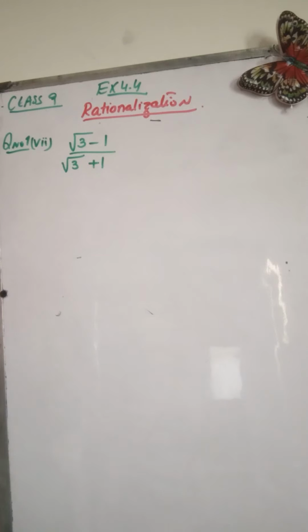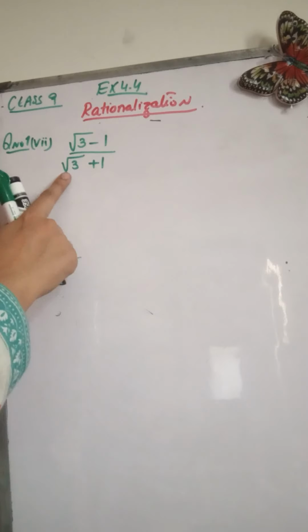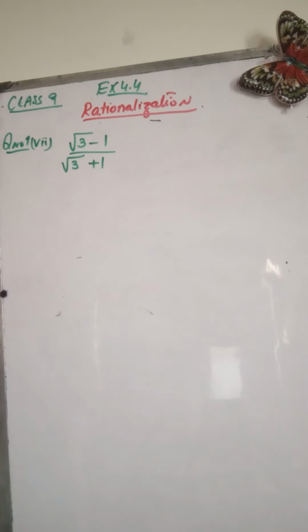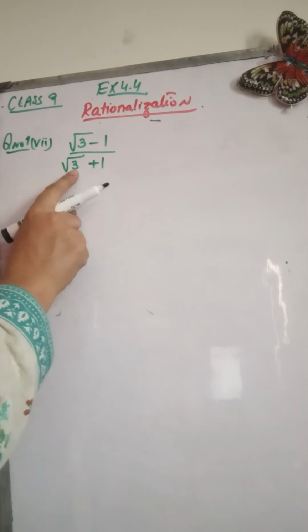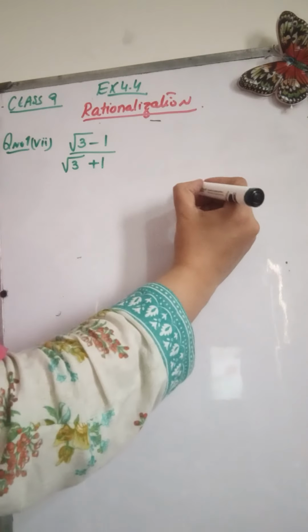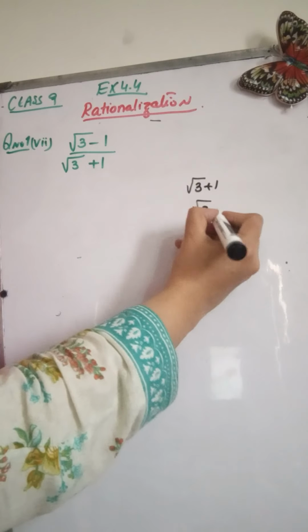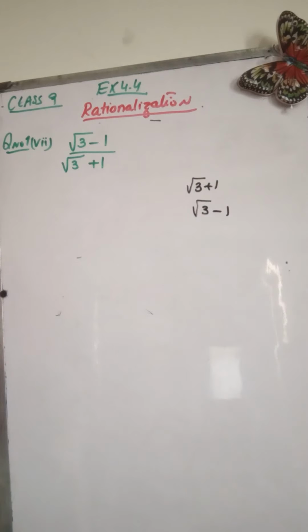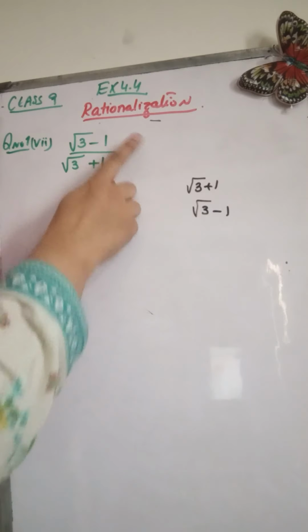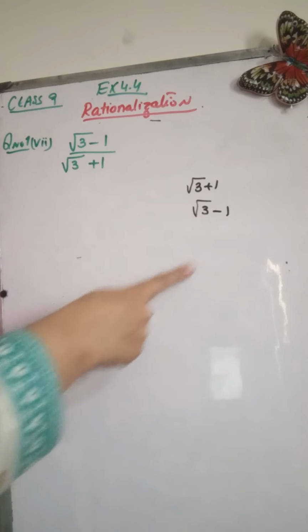Now the next question is, you have to rationalize the denominator of under root 3 minus 1 over under root 3 plus 1. In the denominator we have under root 3 plus 1. We know that the conjugate of under root 3 plus 1 is under root 3 minus 1. So what we are going to do is multiply the numerator and denominator by under root 3 minus 1.